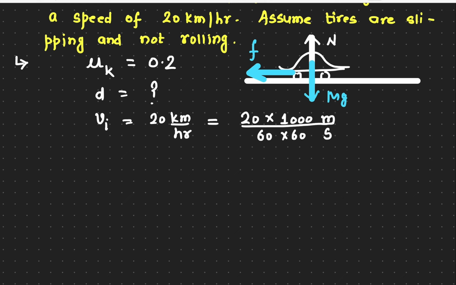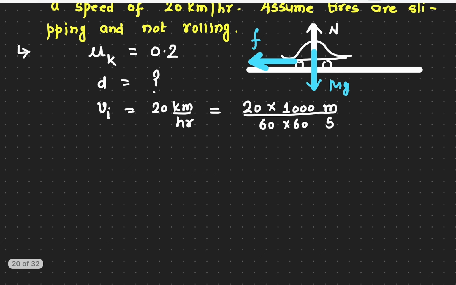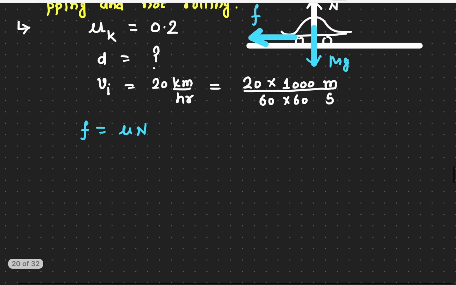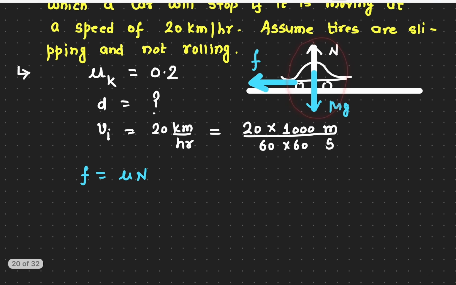And you know the formula for calculating the friction force. The friction force is given by mu times N, correct? That's the formula for the friction force. If I look at this free body diagram, the normal force N and mg are in opposite directions, and there is no motion in the vertical direction. So that means N must be equal to mg. So I can simply write this as friction force equals mu times mg, because the normal force and mg are equal.